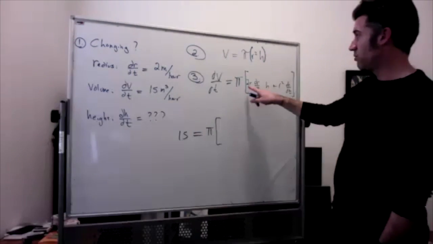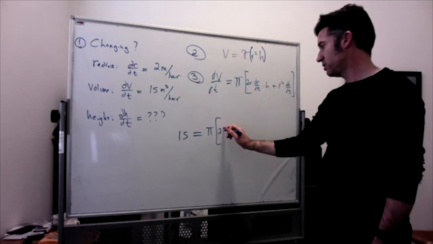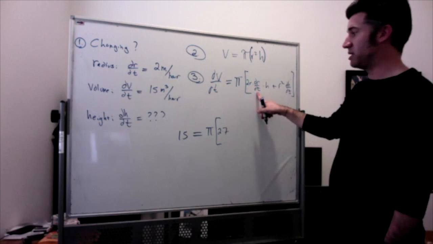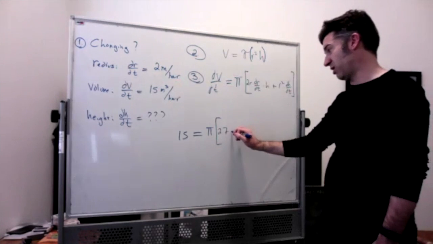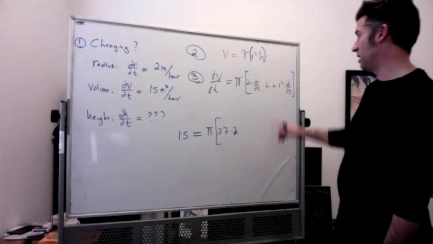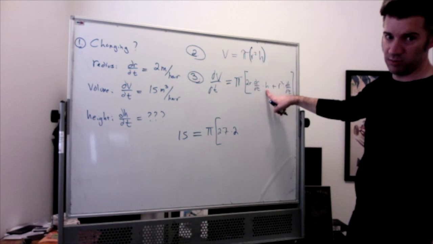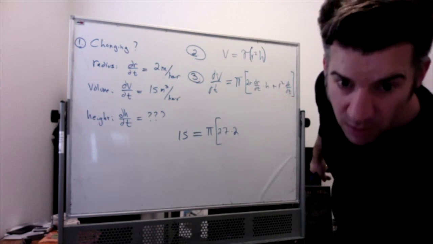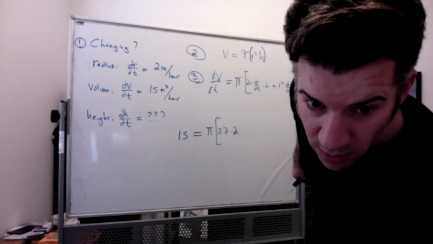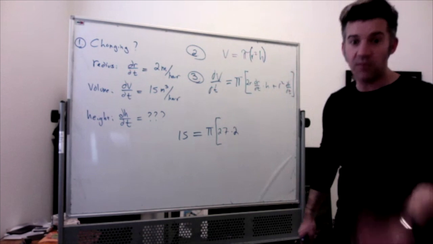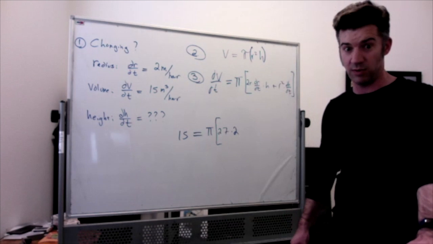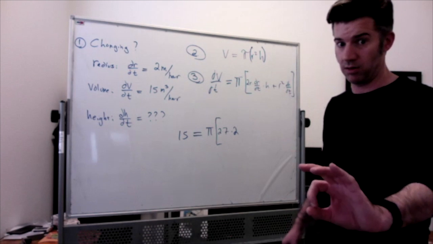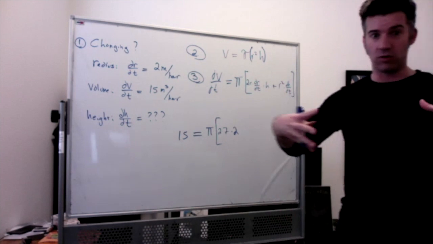So, got 2 times 7 meters times dr/dt, which is 2 meters per hour. I'm just going to write the 2 times h, which is going to be... If the radius of the cylinder was constant, the dr/dt would be 0, but the radius is not constant in this problem, Sarah. Just want to make sure that's clear. Right, the radius is increasing.